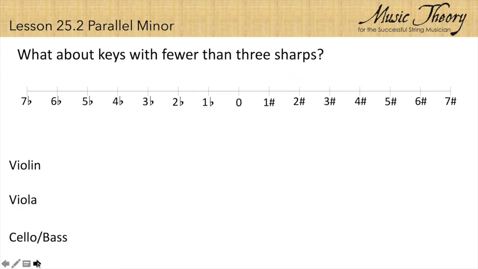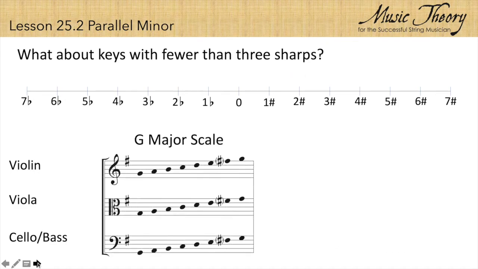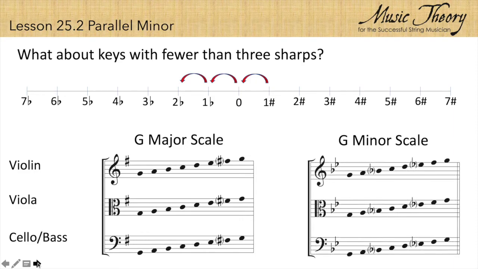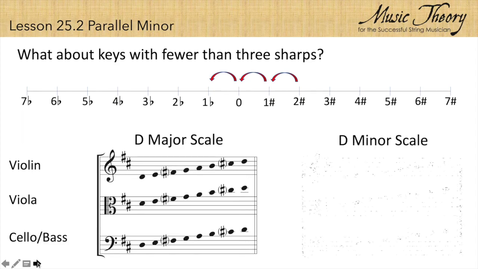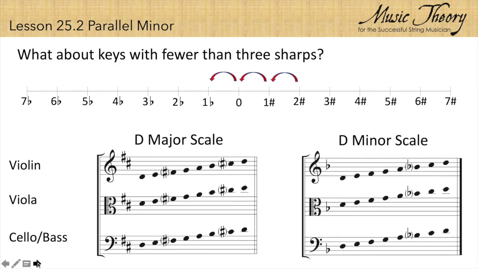Finally, what about keys with fewer than 3 sharps, like G major for example, which only has 1 sharp? Well, if we move 3 steps back from 1 sharp, we will wind up with 2 flats, which is the key signature for G minor. D major has 2 sharps. Moving back 3 steps from 2 sharps, we get a D minor scale, which only has 1 flat.